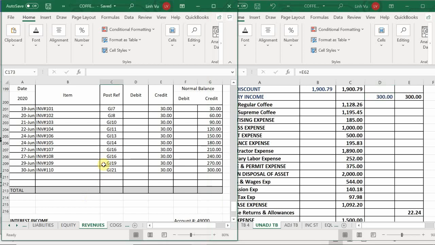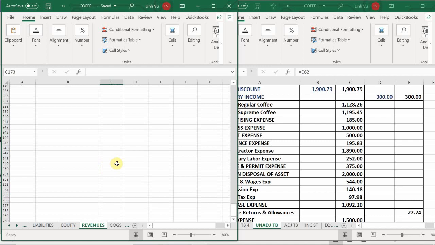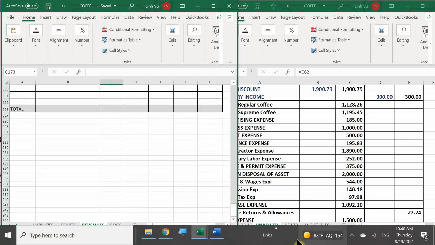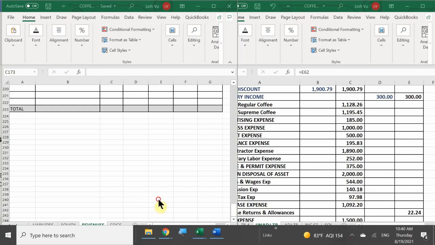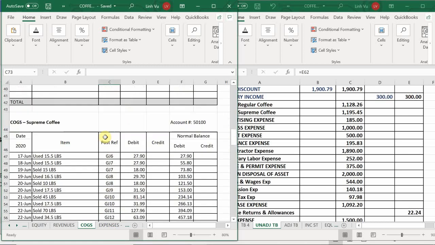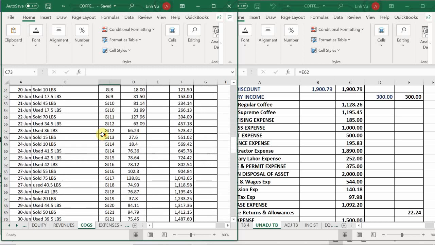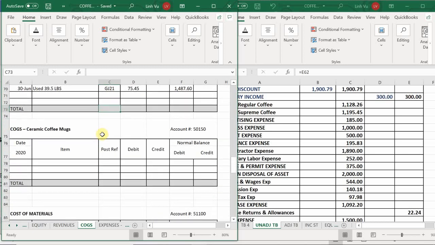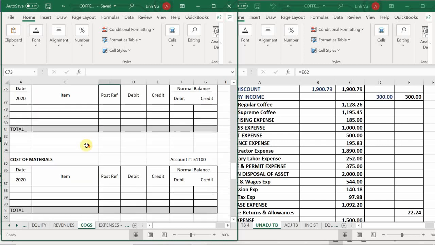Okay, let's see. We have no interest income, and that's the last thing that we have there for our revenues. Okay. Next, we have our cost of goods sold, right? In this case, we only have two accounts under cost of goods sold, which is the cost of goods sold for the regular coffee and the Supreme coffee. We haven't done the cost of goods sold yet for our ceramic coffee mugs.